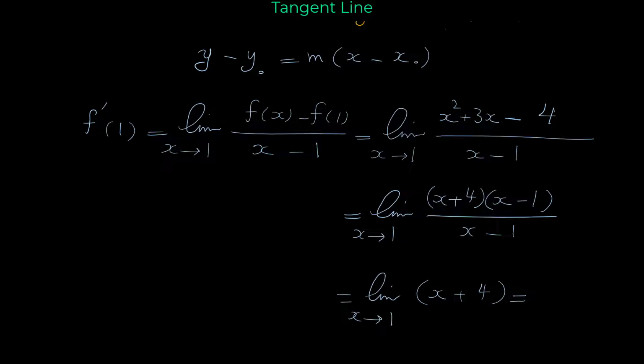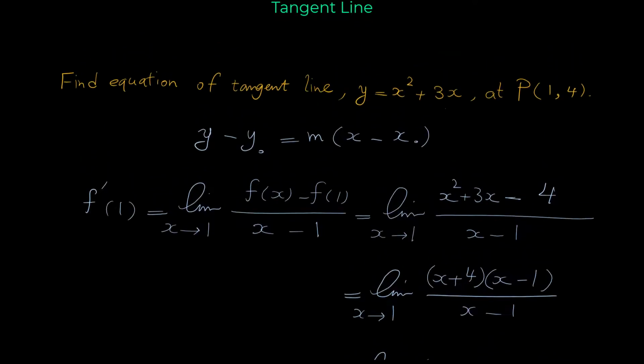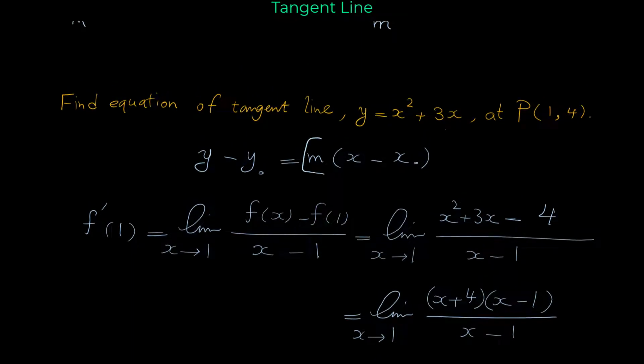Now again, if we try substitution, if we plug in 1 here, we can find the limit, and the limit would be 5. So the slope of tangent line is 5 for this function. This shows the slope of tangent line. Now that we have the slope of tangent line and we have the coordinate of the point, which is 1, 4, simply we can write the equation of tangent line.